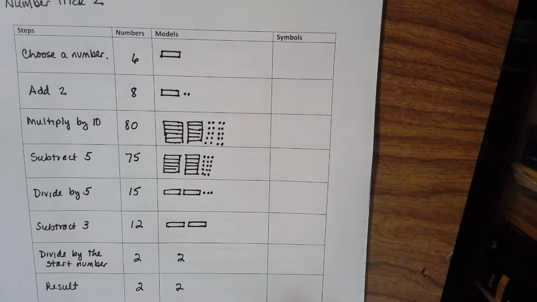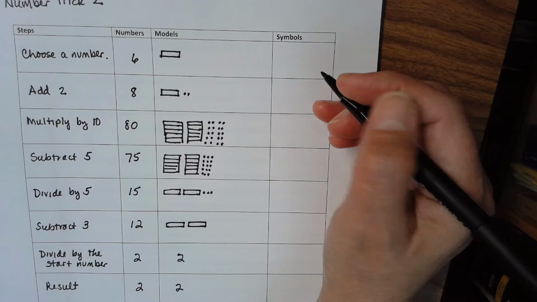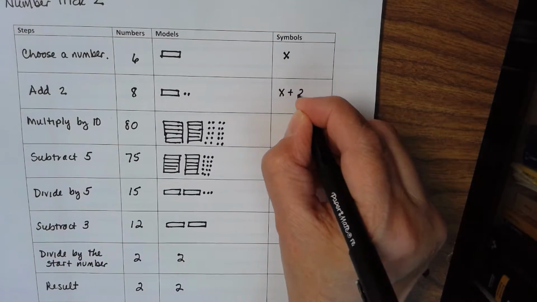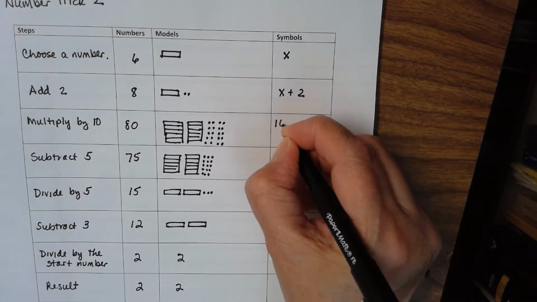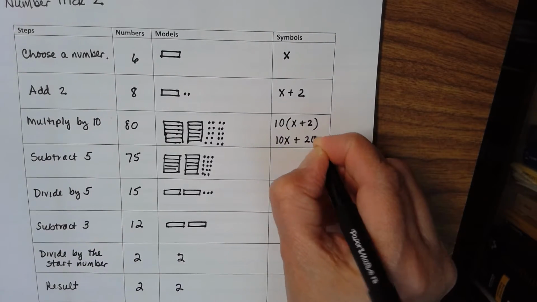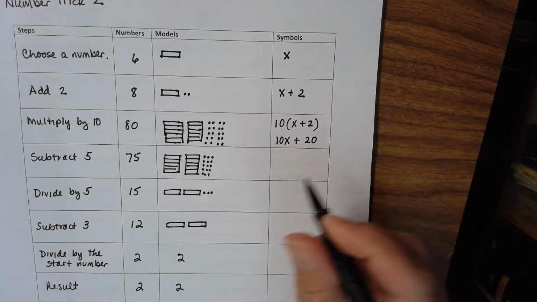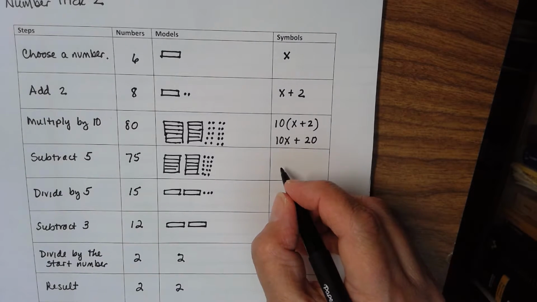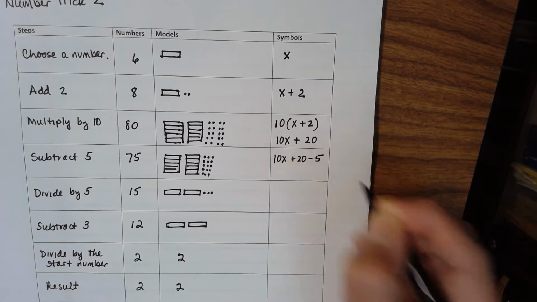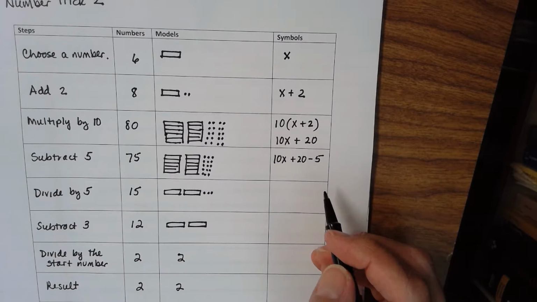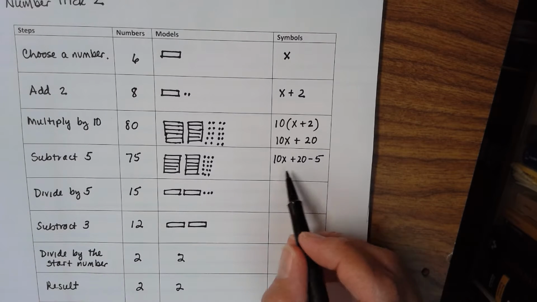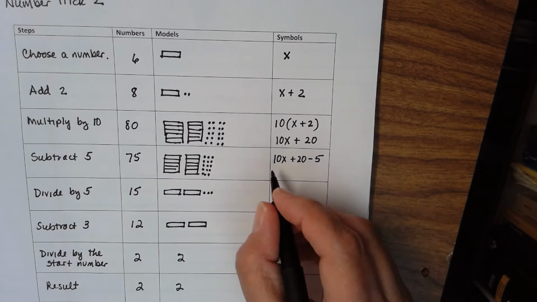Okay, so that's how the models would look. Now let's translate to the algebraic symbols. Again, I'll start with x for my starting number. x plus 2 when I multiply by 10. Again, using 2 steps to see how the distributive property is visually motivated here. Subtract 5, so 10x plus 20 minus 5. If I were talking about like terms here, I could comment on the fact that subtracting 5 is only going to change the 20. It doesn't do anything to that 10x term.